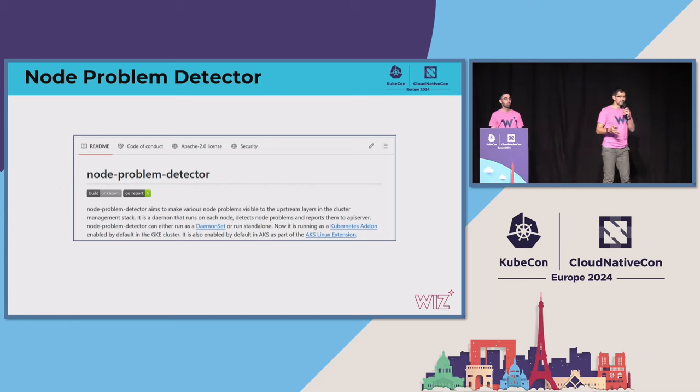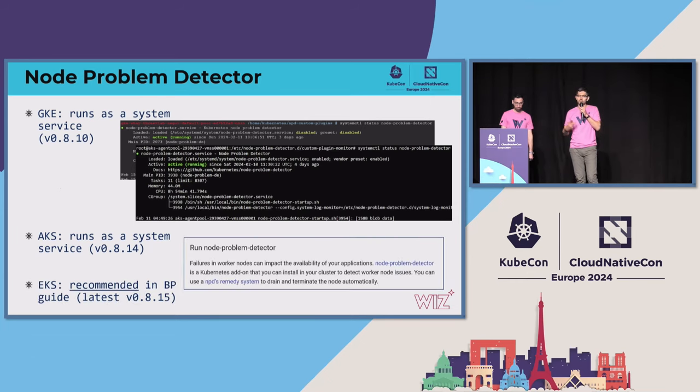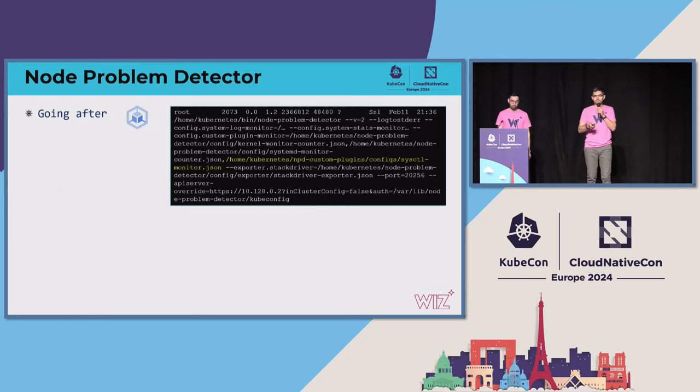Now, for those of you who never heard about node problem detector, it's a tool that's present on all GKE and AKS clusters. In fact, it's a systemd process on the worker nodes. It can be installed as a daemon set as well. And it's also installed on many EKS clusters because it appears in the recommendation in the best practices guide, where they say go and install it as a daemon set. This process performs various diagnostic activities. It runs as root on the node and makes sure the health of the node is fine by performing various activities.